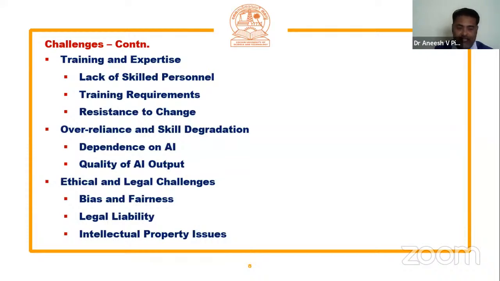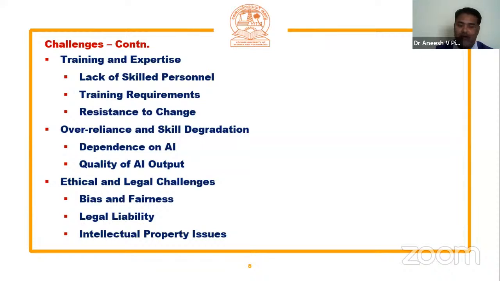Then resistance to change. There are so many people who are not even ready to listen to what AI is and how AI can transform legal education. And they are not ready to accept the potential benefits of AI. They will simply say these are all something which will adversely affect humans.